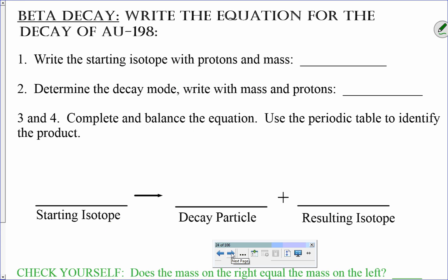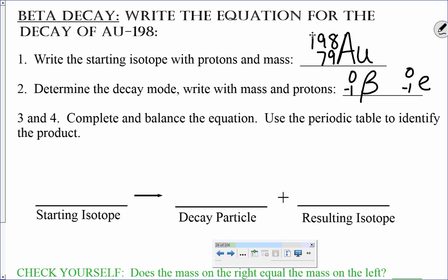Next, what we're going to do is a beta decay of gold-198. We're going to go to the periodic table to find out that gold's atomic number is 79. Either of these ways of notating a beta particle are fine. Just make sure that the bottom number is a negative. And again, that's from table N.